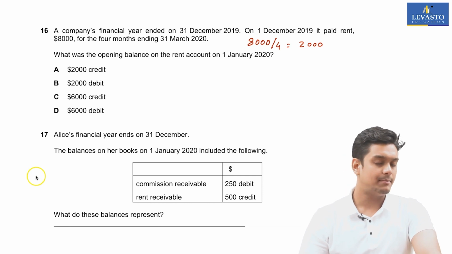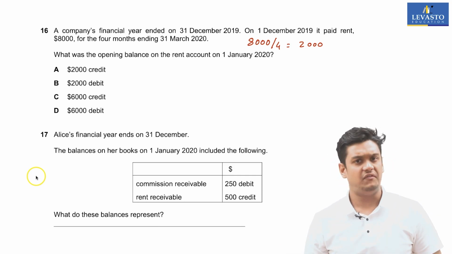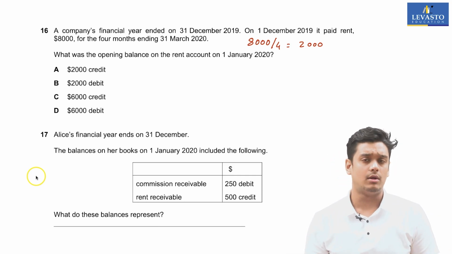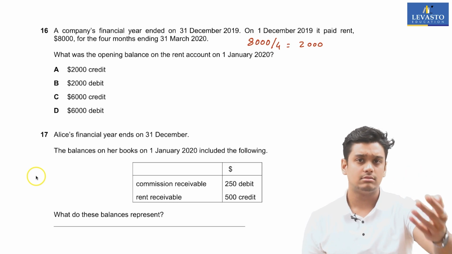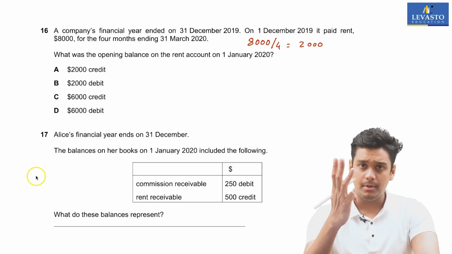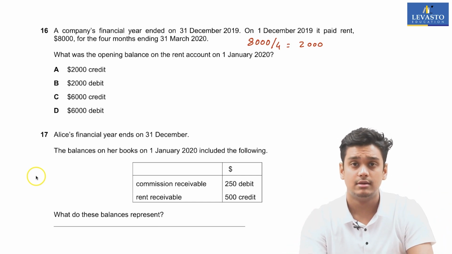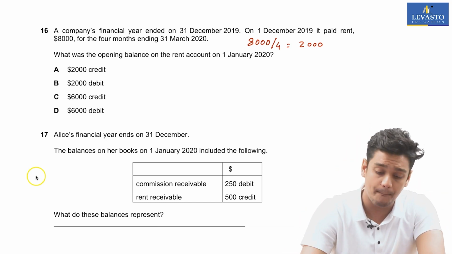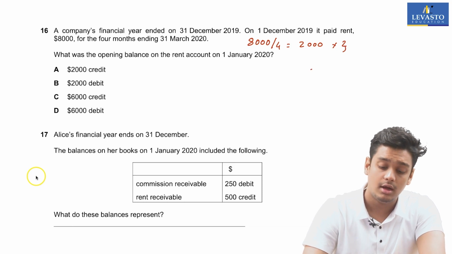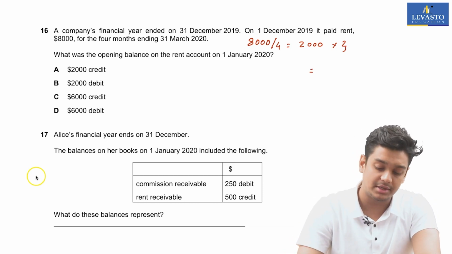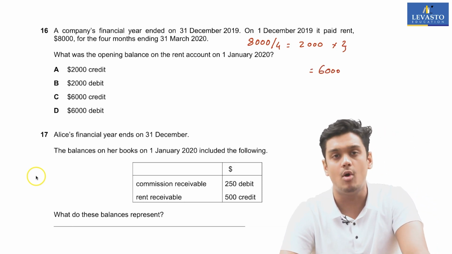Now the month of December is okay. You're paying for the month of December. It falls within the year. No problem at all. But you're paying for the rest 3 months, right? December, January, February, March. So you're paying for 3 extra months. So that's a prepaid expense. You're paying 2,000 per month for 3 extra months. So basically you're paying 6,000 more.